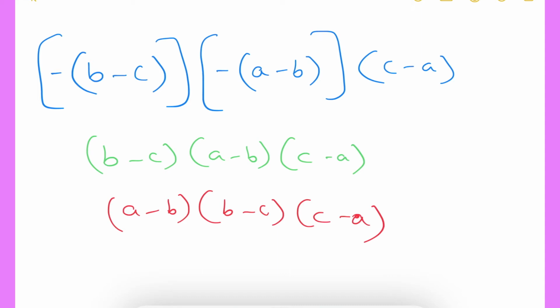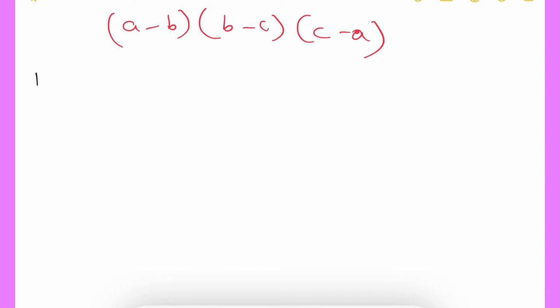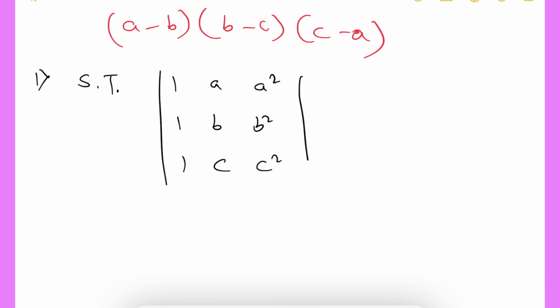Next, the second method. This second method is altering the rows or else columns. Let us check it out. So now the same question I am writing again. First solve the problem. Show that the determinant with rows 1, a, a square; 1, b, b square; 1, c, c square is equal to a minus b into b minus c into c minus a.